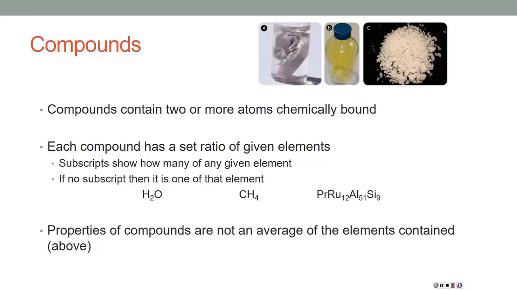Compounds, on the other hand, their smallest unit is a molecule. This is when you have two or more atoms stuck together. So iron oxide, where we have atoms that are bound to another one. So think of it as whenever you have atoms stuck together, that is a molecule.